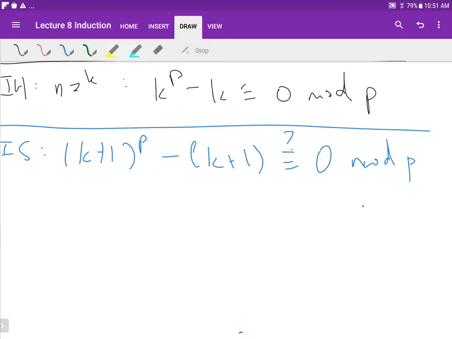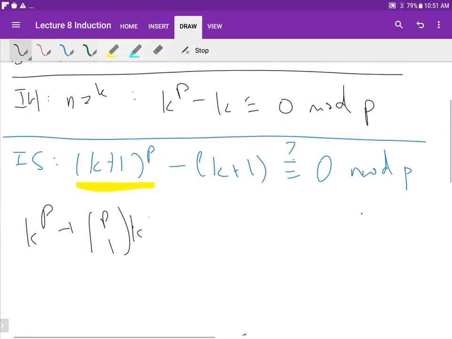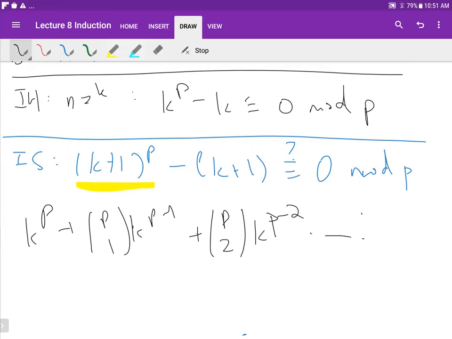And what we can do here is use the binomial theorem. Recall, I think in the very first lecture, I mentioned the binomial theorem, which is a way to expand binomials. So let's expand this binomial. If we expand the left-hand side, we would get k to the p plus p choose 1 times k to the p minus 1 plus p choose 2 times k to the p minus 2, all the way to p choose p minus 1 times k, plus 1, minus k minus 1.